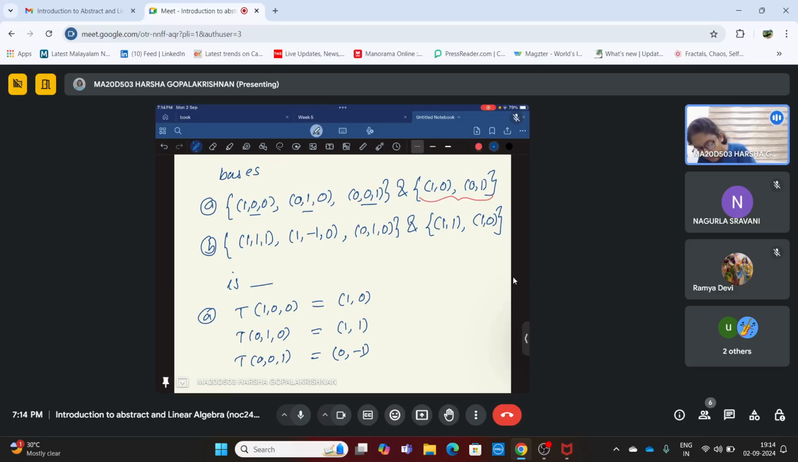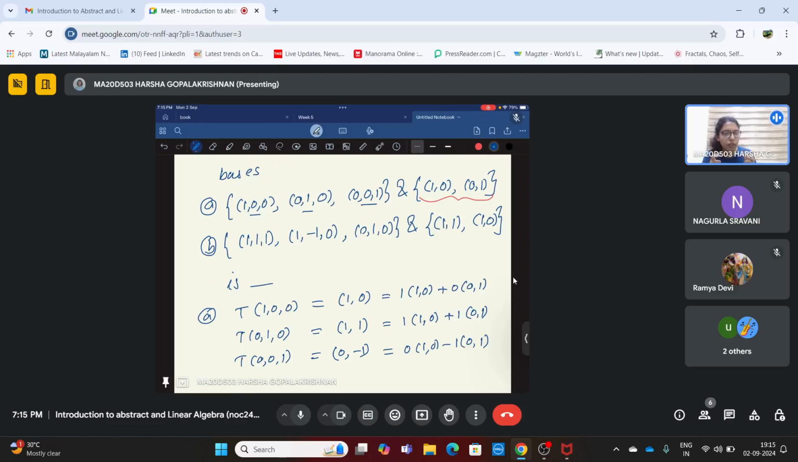So, how will we write it? We can write it as 1 into 1, 0 plus 0 into 0, 1. In the same way, 1 into 1, 0 plus 1 into 0, 1. And 0 into 1, 0 minus 1 into 0, 1. Okay, so this is the first step.